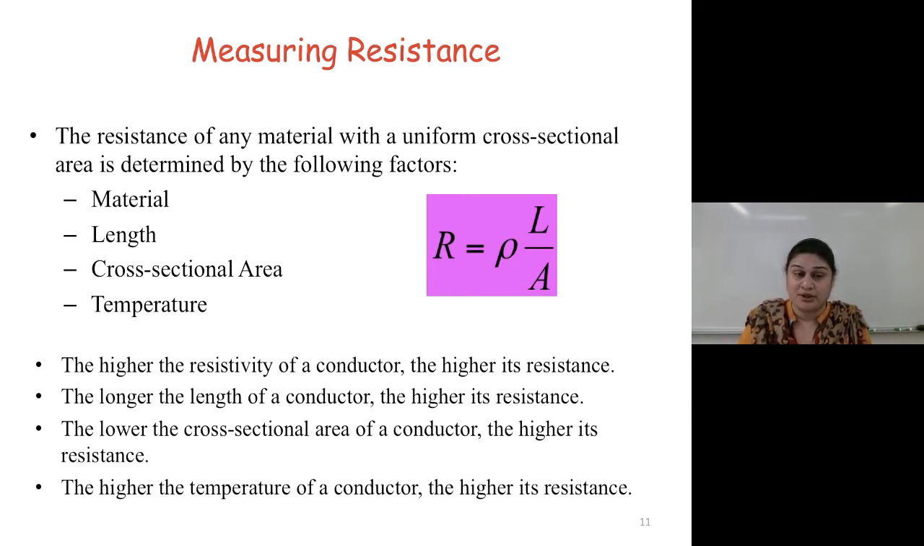This is very important. The higher the resistivity of a conductor, the higher the resistance. The longer the length of the conductor, the higher the resistance. The lower the cross-sectional area of the conductor, the higher its resistance. And the higher the temperature of the conductor, the higher its resistance.